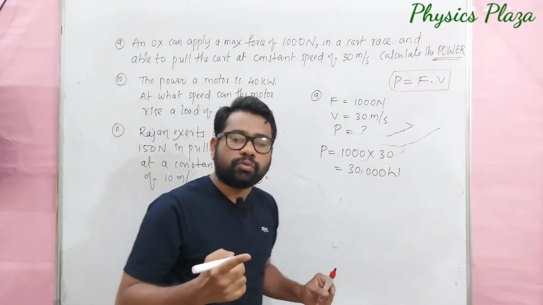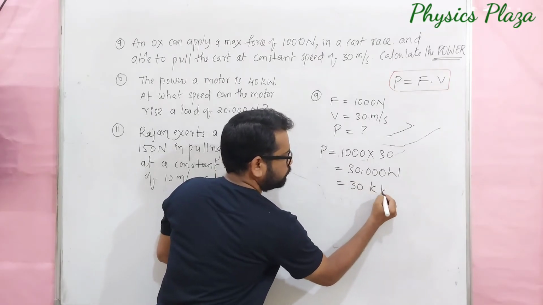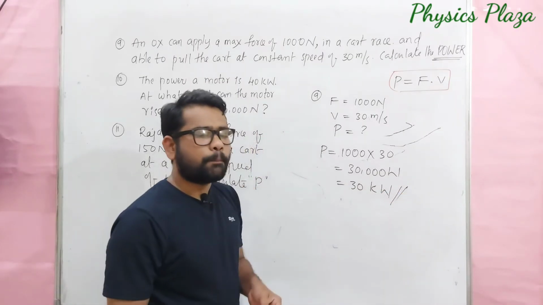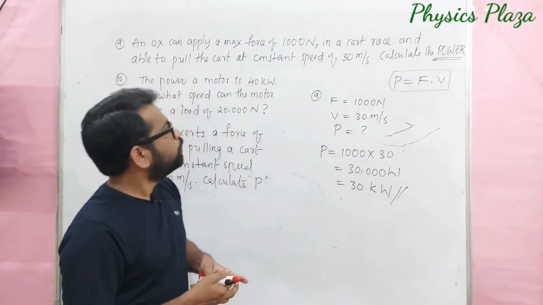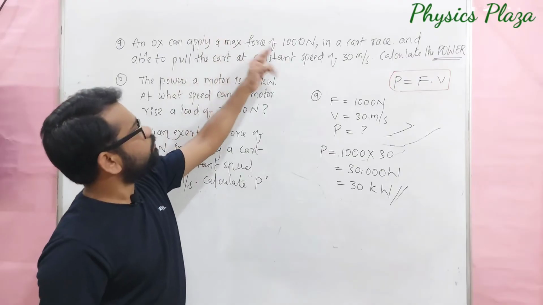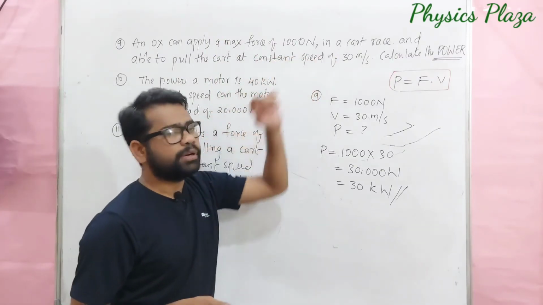Children, 30,000 watt can be written as 30 kilowatt. So 30 kilowatt is the power developed, or power of the ox, which can apply a maximum force of 1000 newtons, so that it can pull the cart with a speed of 30 meters per second.